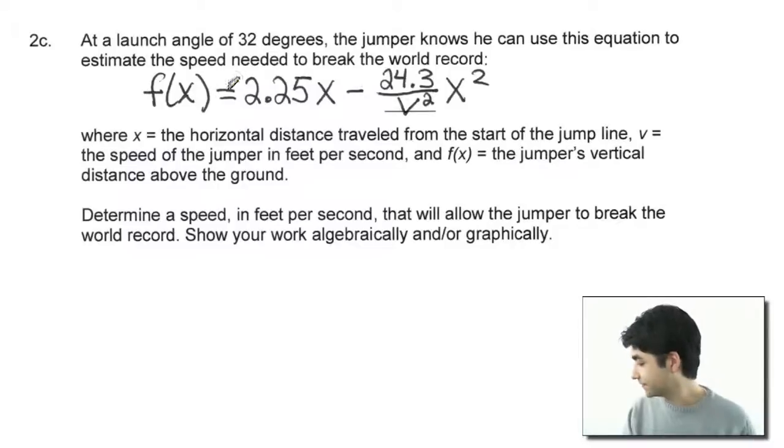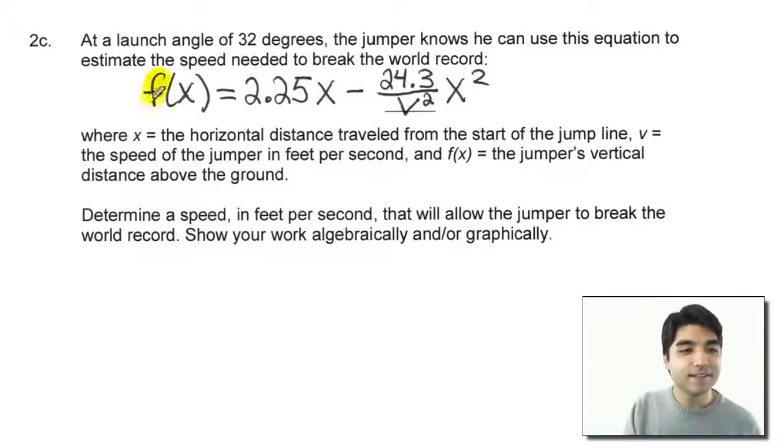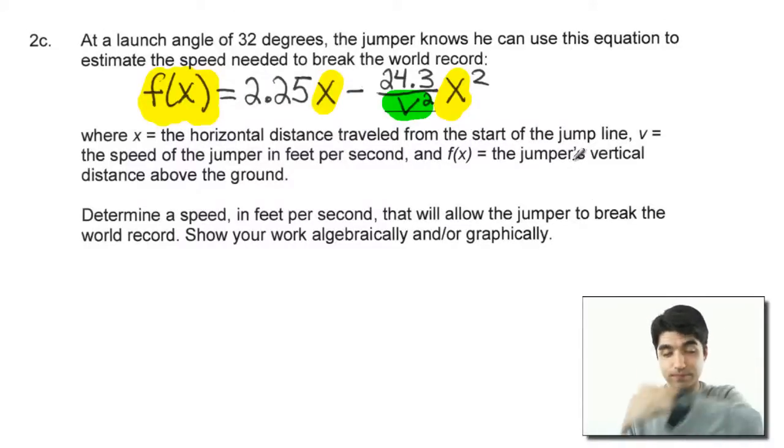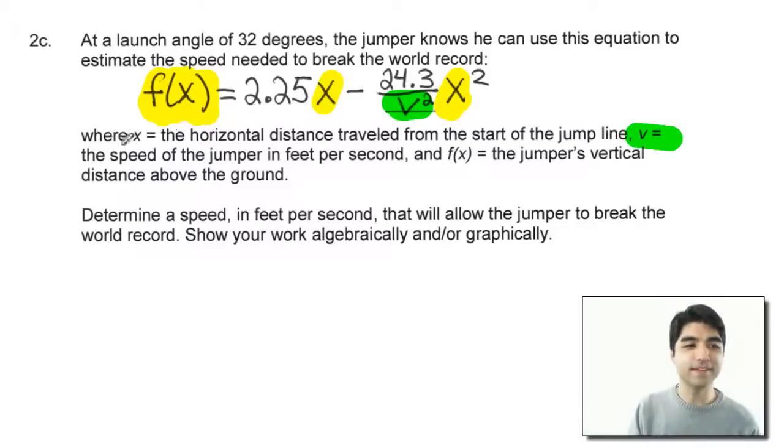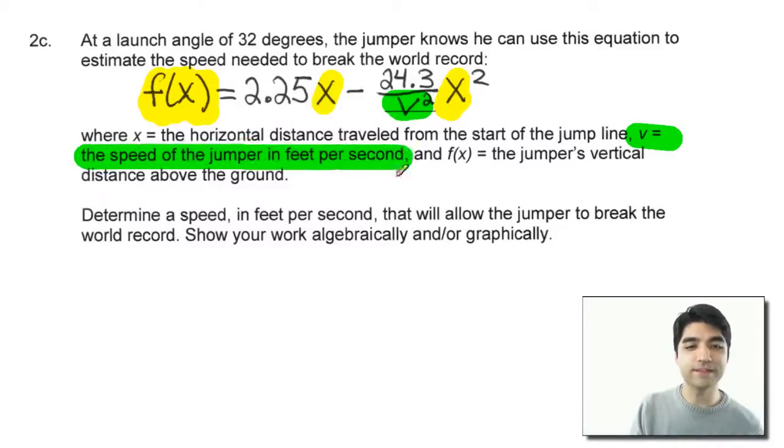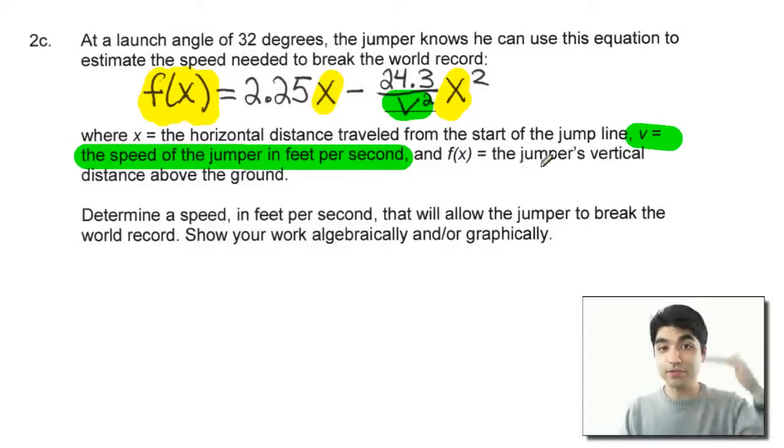So we have f of x, and we have an x, and we also have a v squared. x is a horizontal distance, as we know from the jumper jumping. v, this is the new one. Check this out. v is the speed of the jumper in feet per second. And again, f of x is the vertical distance of the jumper off the ground.